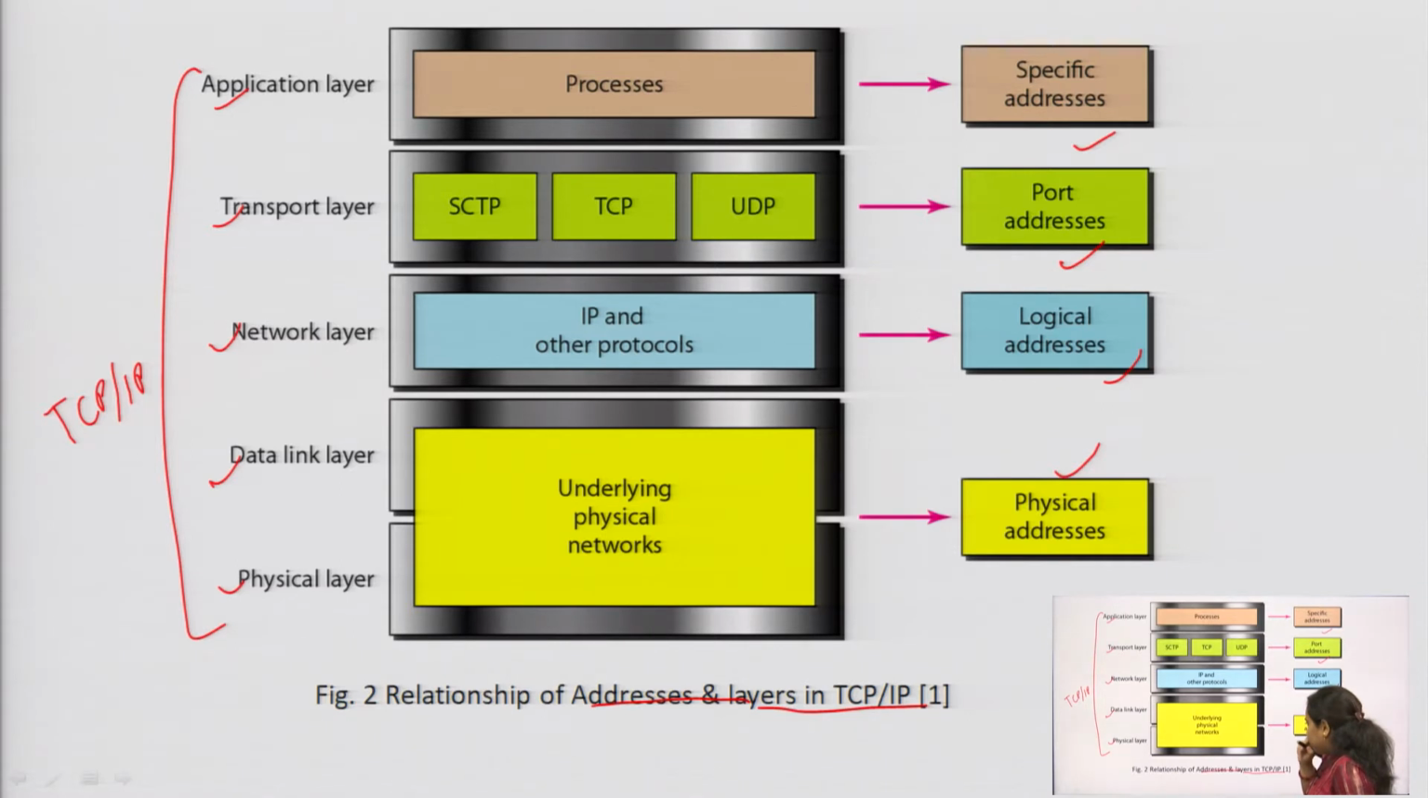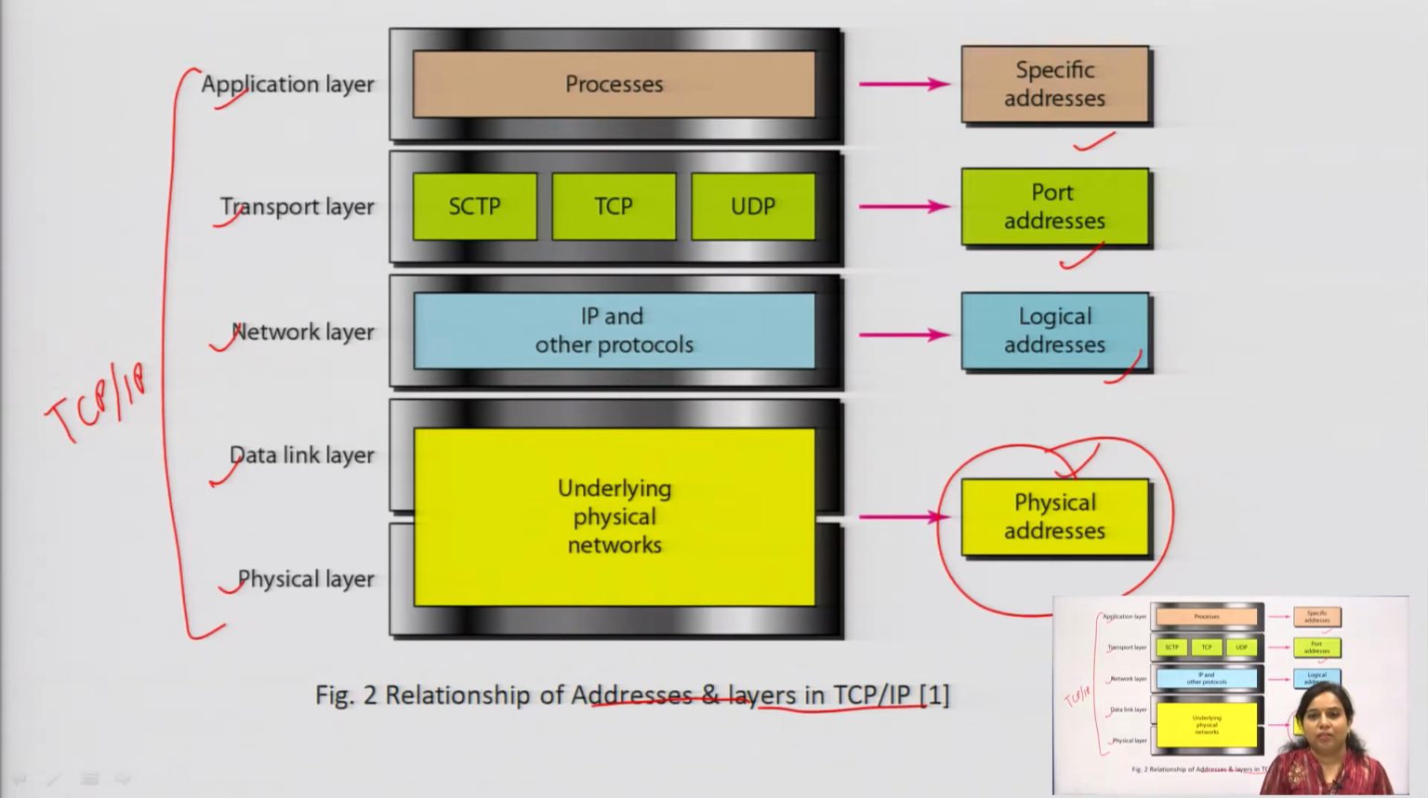Now, you can see that in the case of the physical and data link layers, the underlying physical networks, the physical address is associated, which is device specific, and related to a particular frame that we have formed at the data link layer, because we have seen that in the data link layer we have to add a header and trailer bits, and in between the header and trailer bits the message will be inserted.